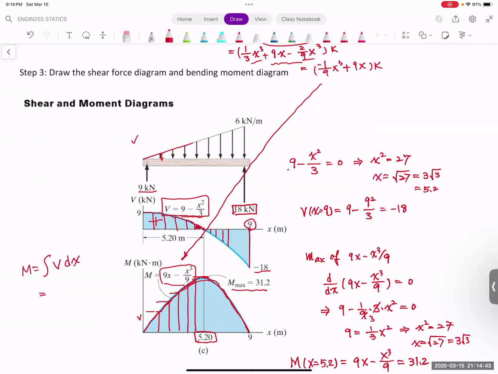And you will see if we put the V, 9 minus x squared divided by 3, dx, and what is this integration? This is going to give you 9x minus x cubed divided by 9, which is this one here. And that's how they are related. So when you go from here to here is integration. From here to here is integration. If you go back, it's going to be differentiation.